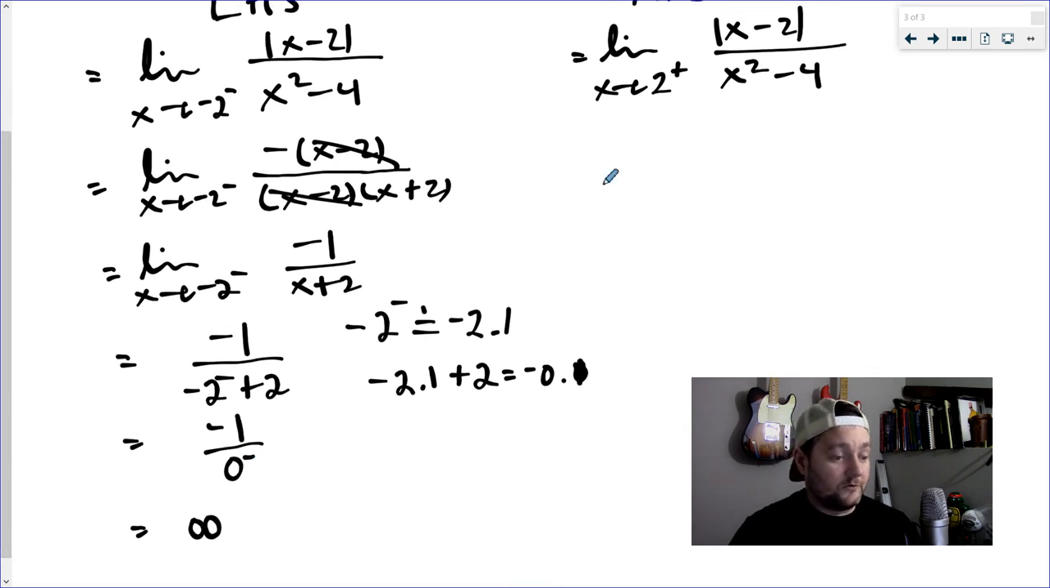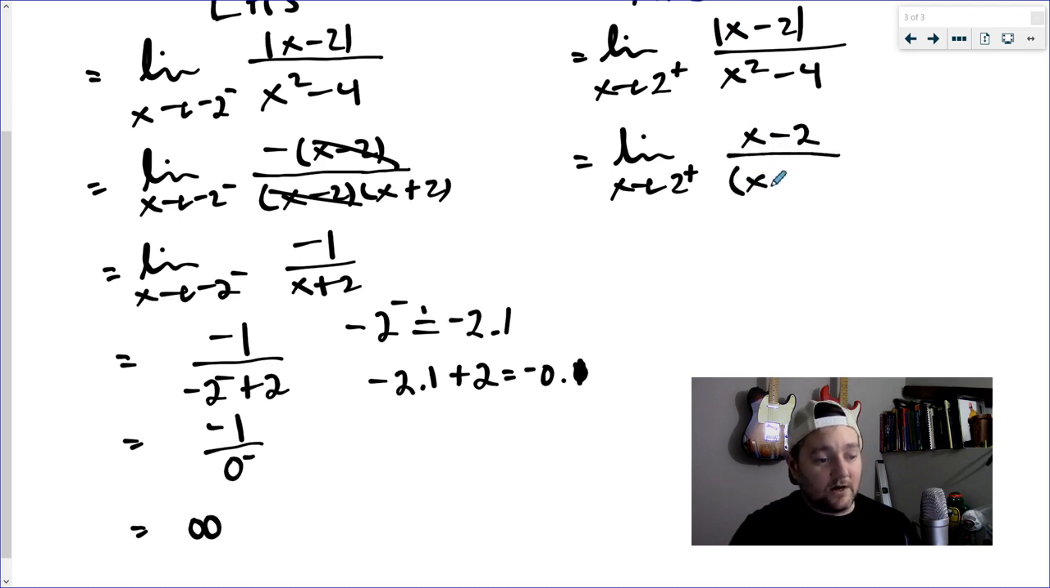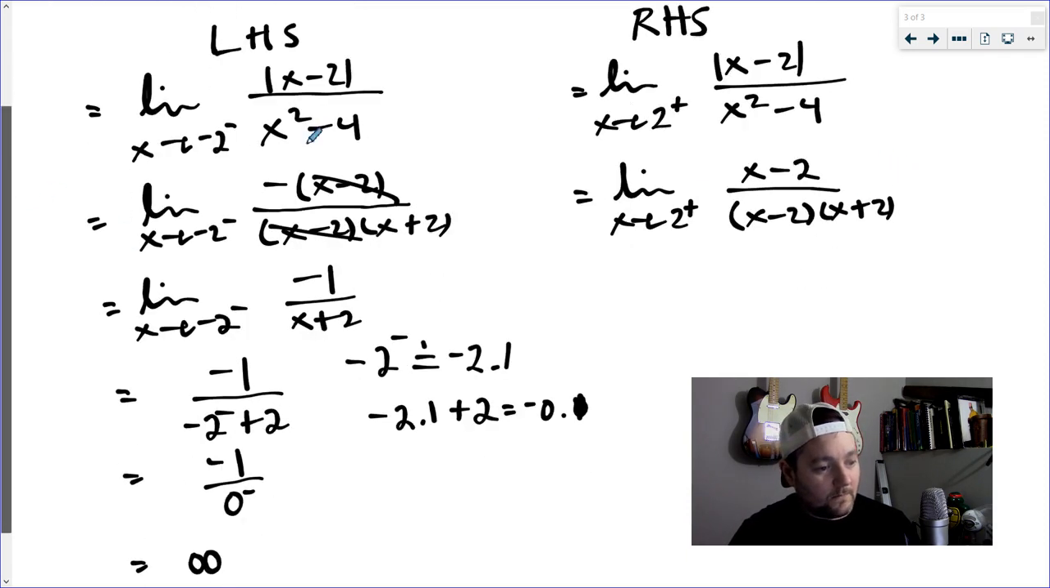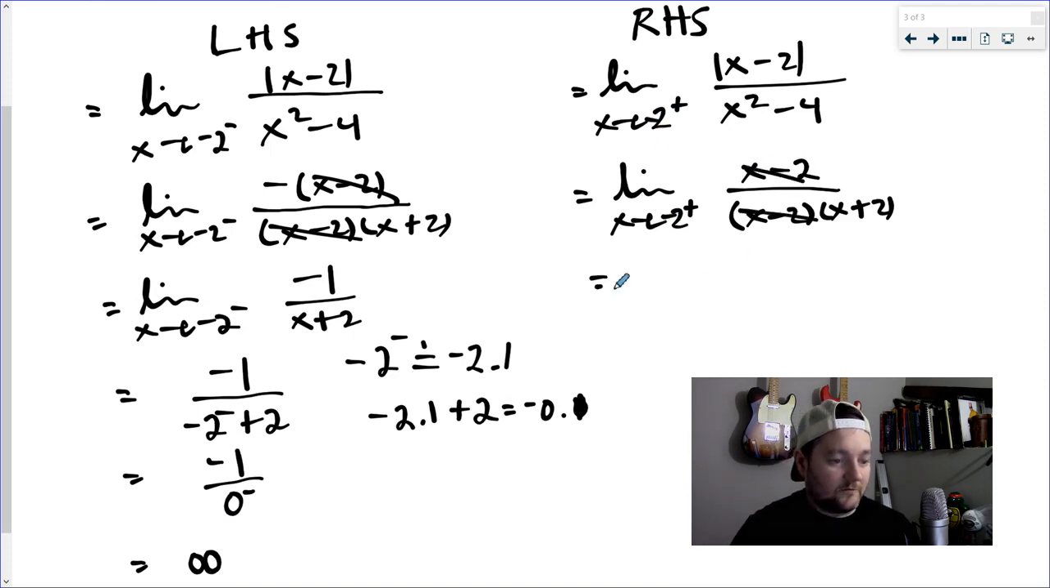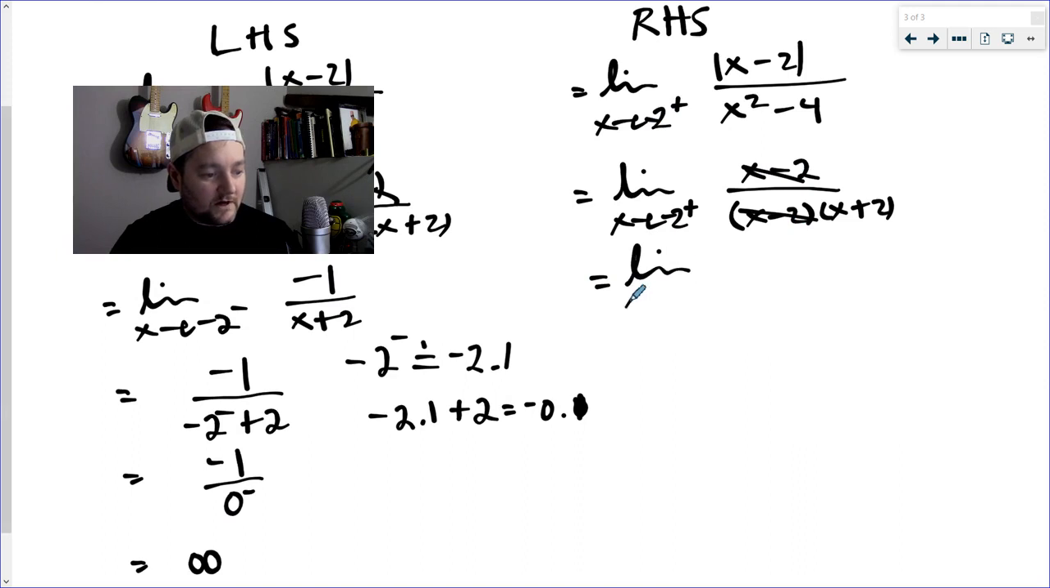Now the next one, I'll do the same thing. I've got the positive slope side, so I want my x to have a positive slope. It already has a positive slope, so I can just drop the absolute value. Then I'll factor the bottom, x squared minus 4. And there should be a minus 2 on that, I think. Yep. Okay. These cancel, just like that. And I'm left with the limit as x goes to negative 2 plus of 1 over x plus 2.